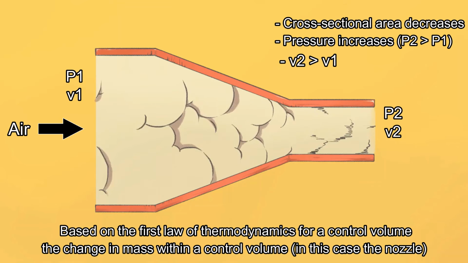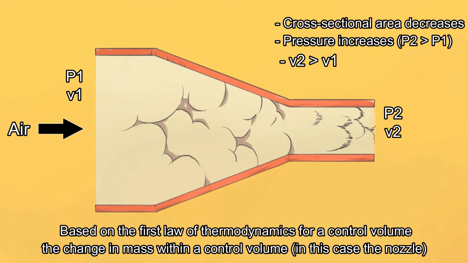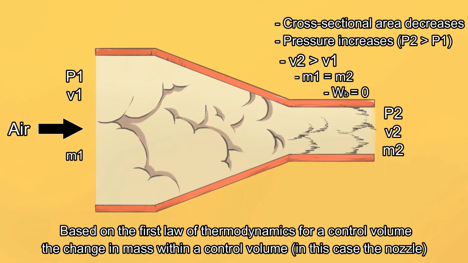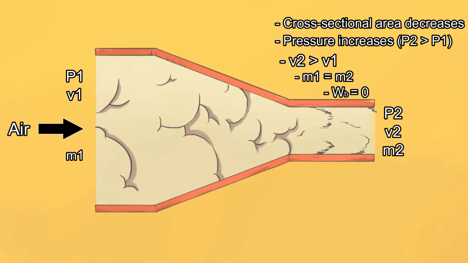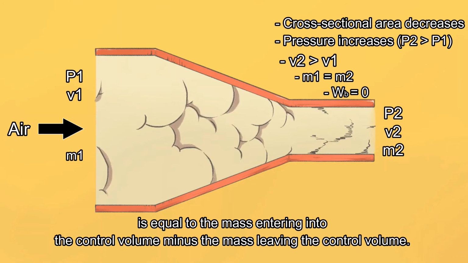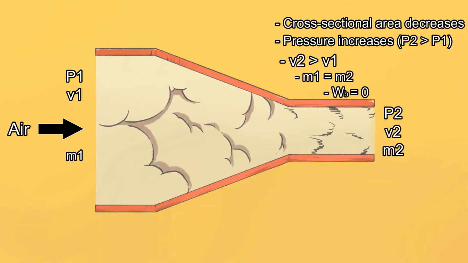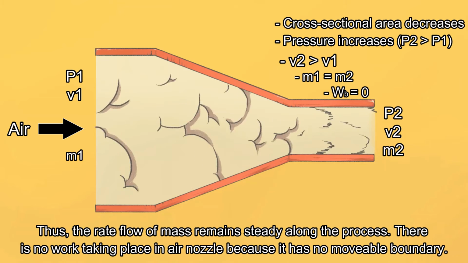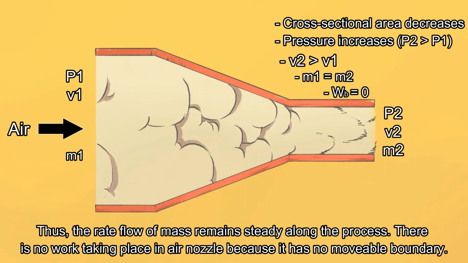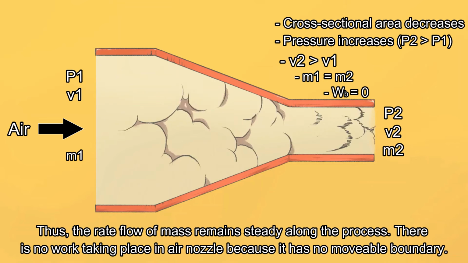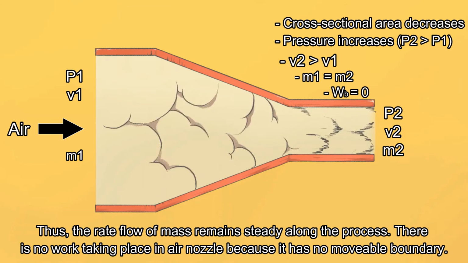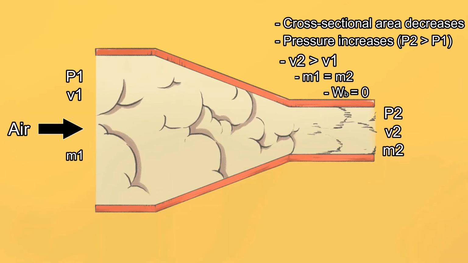Based on the first law of thermodynamics for a control volume, the change in mass within a control volume, in this case the nozzle, is equal to the mass entering the control volume minus the mass leaving the control volume. Thus, the mass flow rate remains steady along the process. There is no work taking place in an air nozzle because it has no movable boundary.